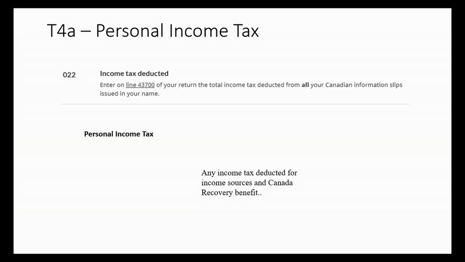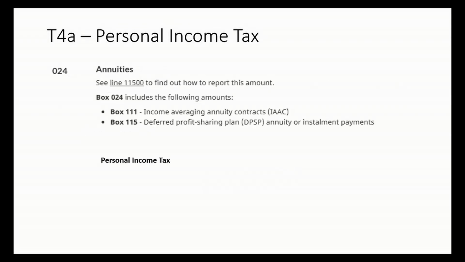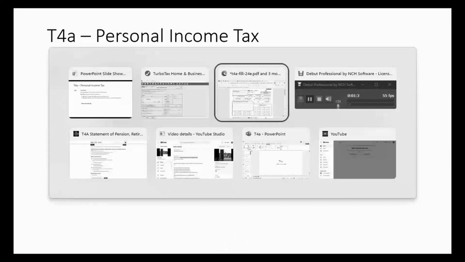If you do have cash that you receive from the Canada Recovery Benefit, then you might have an income tax deduction on that slip as well. This is the income tax deduction that you type in box 22. So let's go back over here.